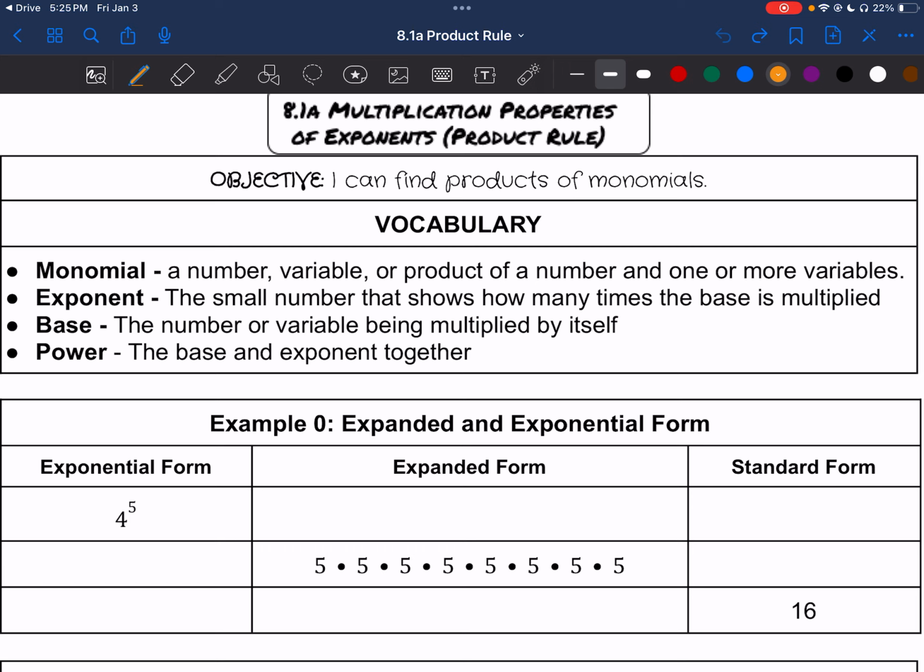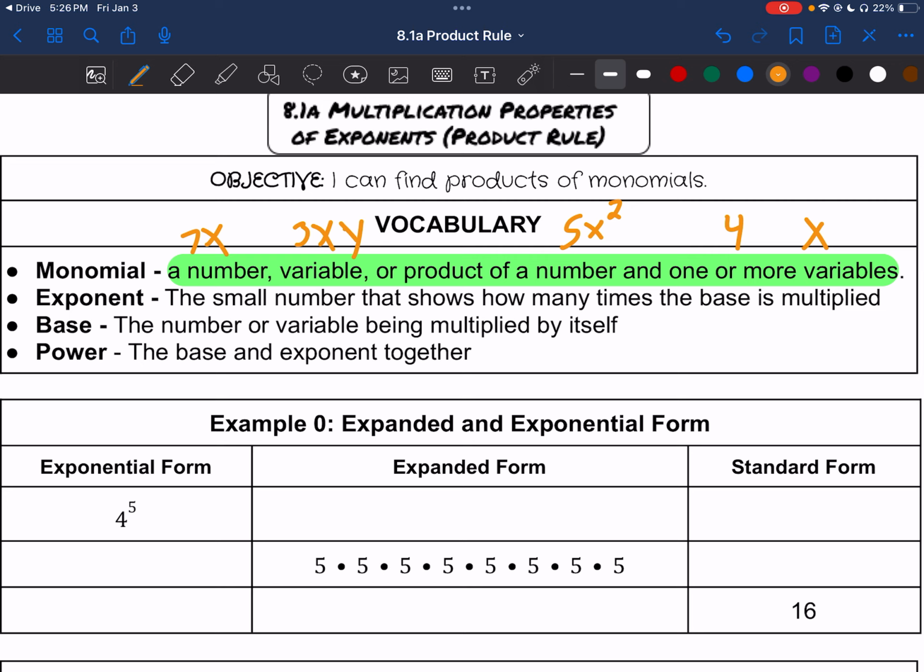Now, let's just start off with what does that word mean, monomial? A monomial is going to be a number, variable, or product of a number and one or more variables. So examples of a monomial could include 7x. It could be 3xy. It could be 5x squared, right? It could just be a 4. These are all considered monomials. It could just be an x, right? So it's a number, a variable, or the product of a number and one or more variables.